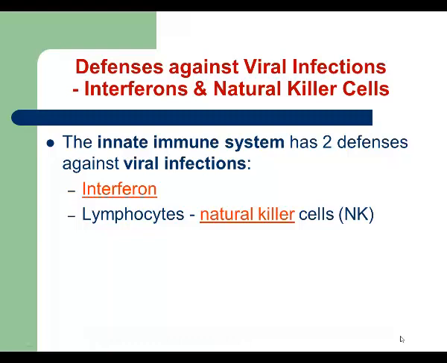And finally, the last two parts of innate immunity are interferons and the natural killer cells, or NK cells. You have to remember that those two parts of the second line of defense protect us against viral infections. Let's start with interferons.